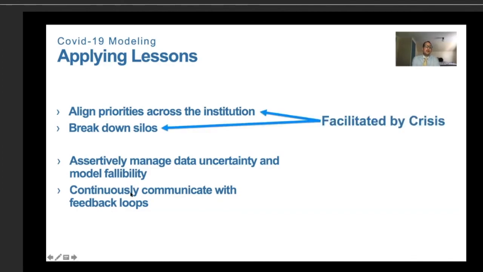And the first two are really a function of the crisis, and it's an open question of can we and how might we be able to do this outside of a crisis, because this was clearly a function of the crisis. But really the other things weren't related to a crisis at all.